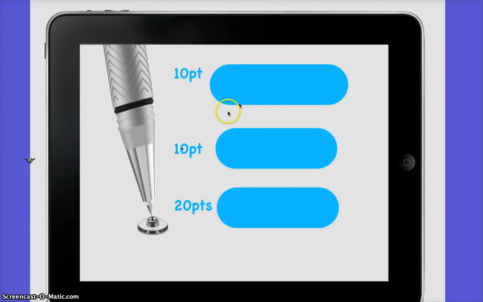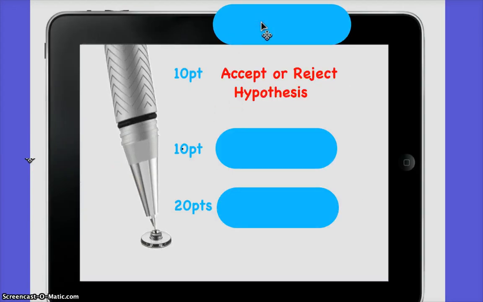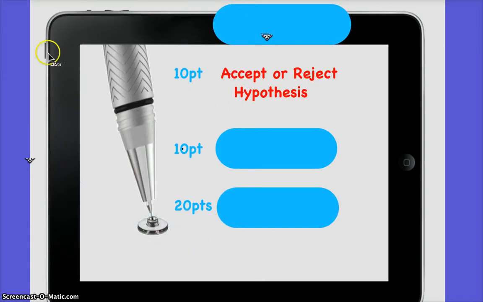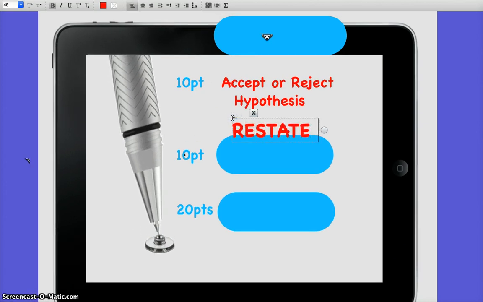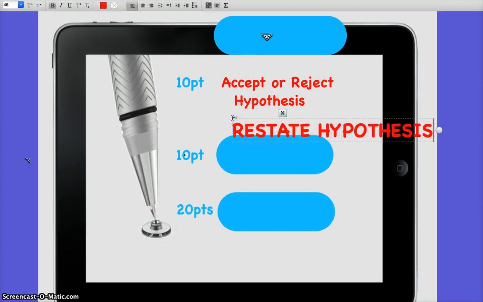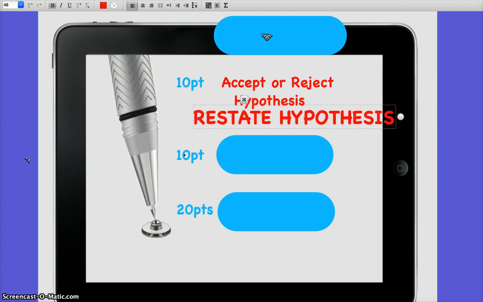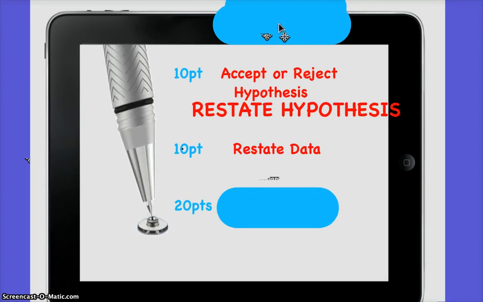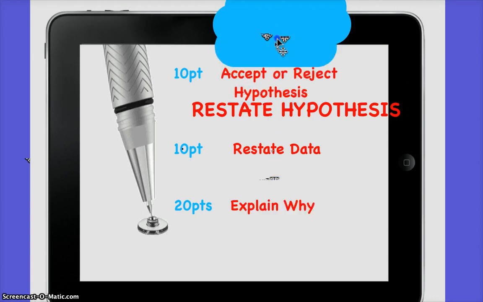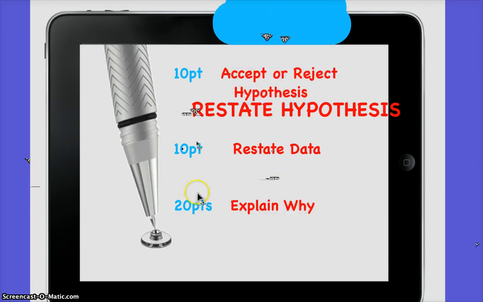So this is your conclusion. 10 points for accepting or rejecting the hypothesis, and add here, restated. Did you skip the other side? Yep, I did. 10 points for explaining your data, and then 20 points for explaining why. Total 40 points.